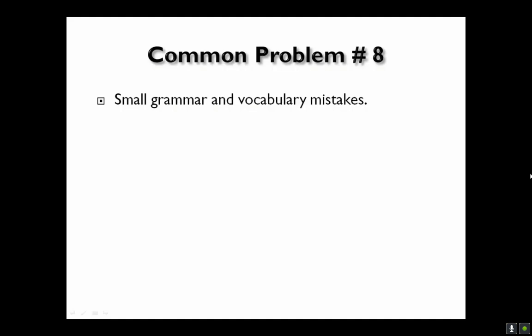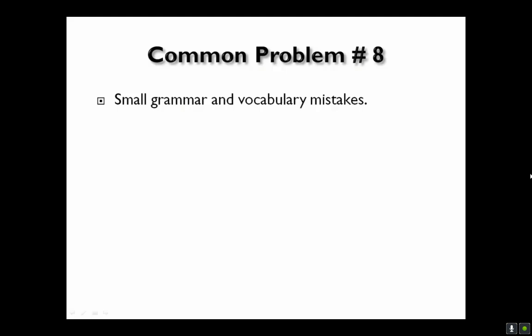Now, the 8th problem is small grammar and vocabulary mistakes. Now, if you're trying to get a band 7, band 8, and band 9, your grammar and your vocabulary is probably pretty good already. You shouldn't have too many problems. But the biggest problem is just making small, careless, or sometimes silly grammar mistakes because you're under pressure and you're under stress. And these grammar and vocabulary mistakes add up. And if you have too many of them, they can really lower your score.